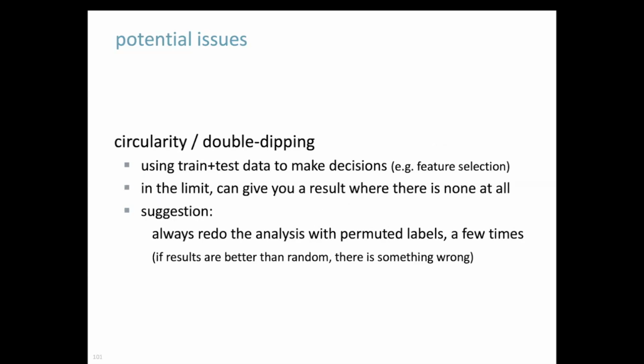The second thing that also comes up is called circularity or double dipping, which means you have a test set, but you use the training and test set together to make decisions because it's kind of cheaper. For instance, you're going to do a cross-validation, but you don't want to run your feature selection as many times as you have folds. And you just use all the data together to select features, and then you run the cross-validation. You're going to get a really inflated result because of that, and a result where there's none at all, most likely.